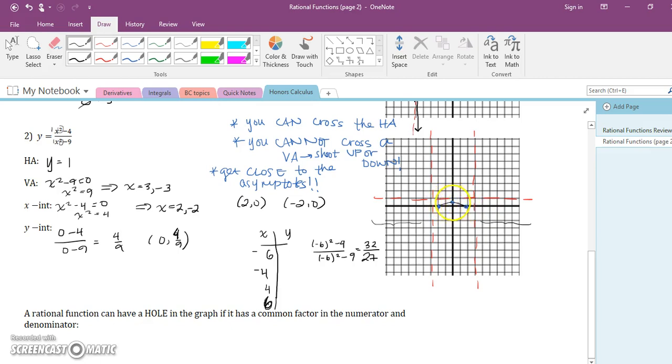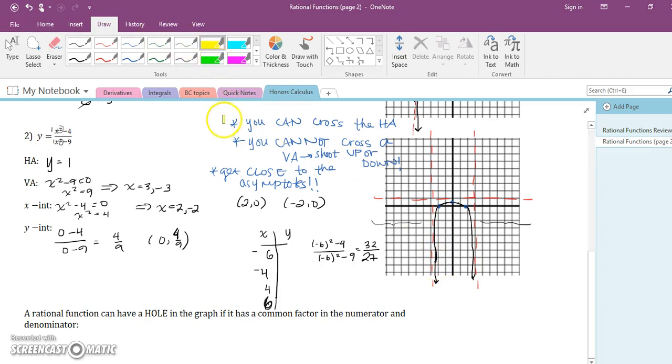So I can assume that as I go to the right, I can continue going down, but I cannot cross the vertical asymptote. I can either shoot up or down. And seeing as it's going down to the right, I'm going to continue down. Going left, I can see that it's going down, so I'll continue going down, not touching the VA, getting close.